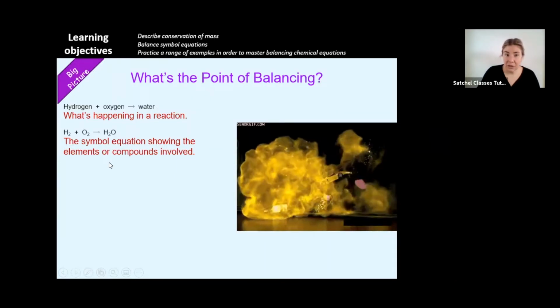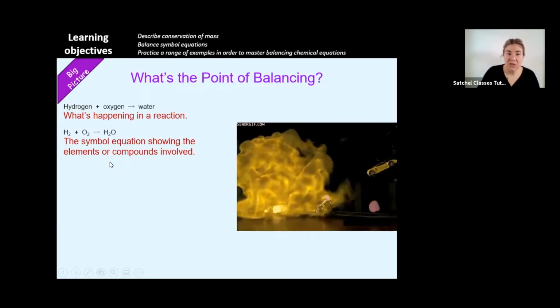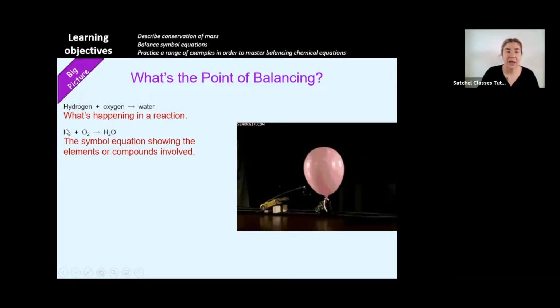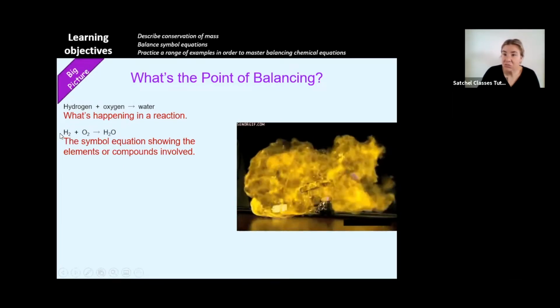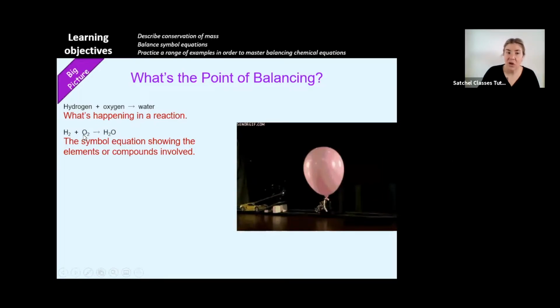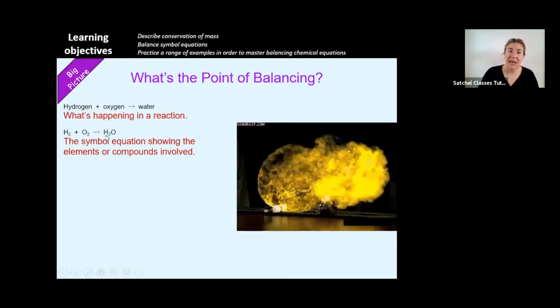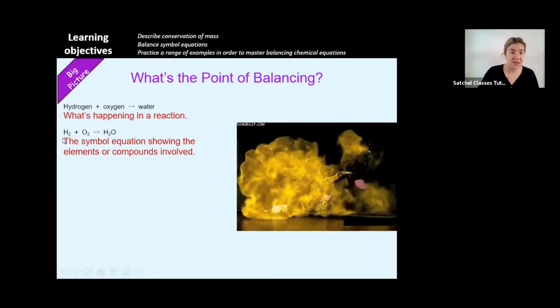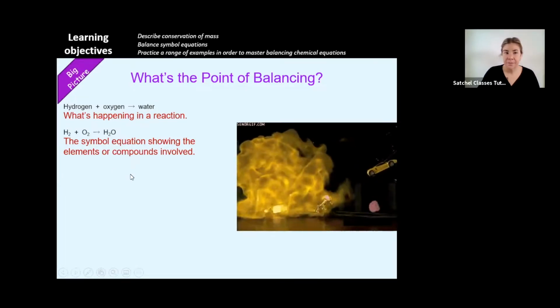Now, this is a symbol equation, okay? And it's showing the elements or compounds involved. So I can say, okay, I've got the element hydrogen. It hangs around in 2s, it's diatomic. It's reacting with the element oxygen, again diatomic, and it makes water. Okay, they're the symbols. That makes sense.